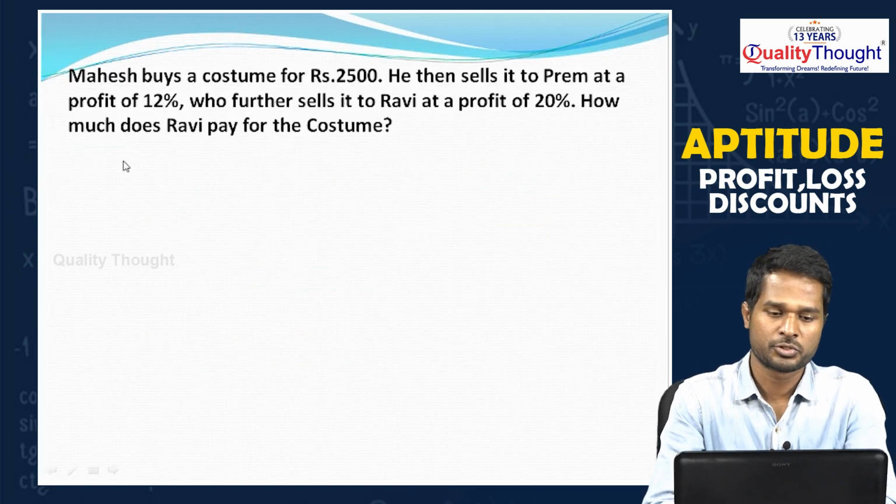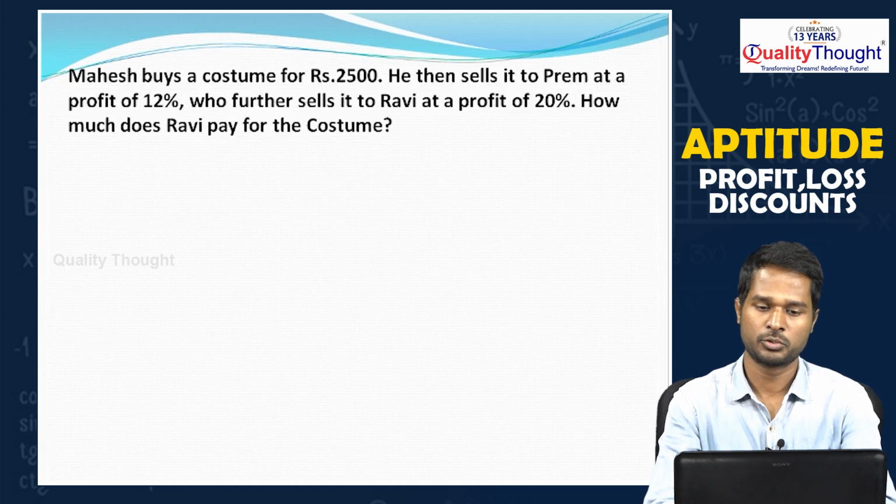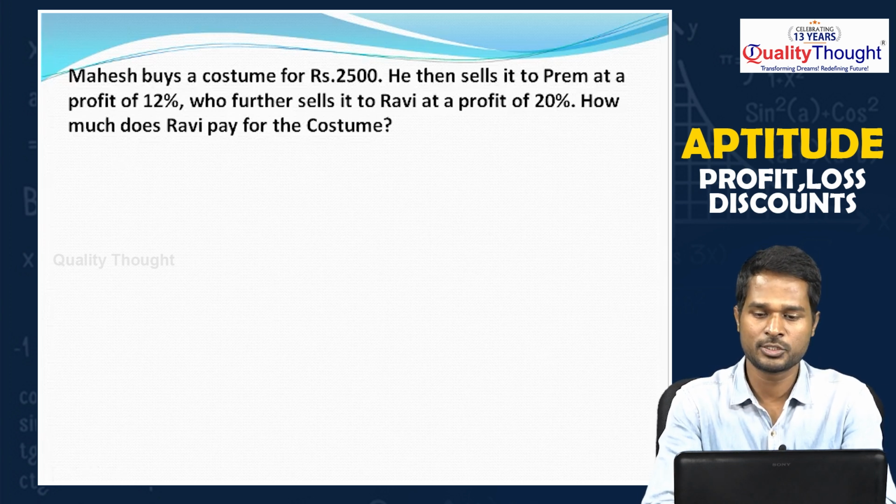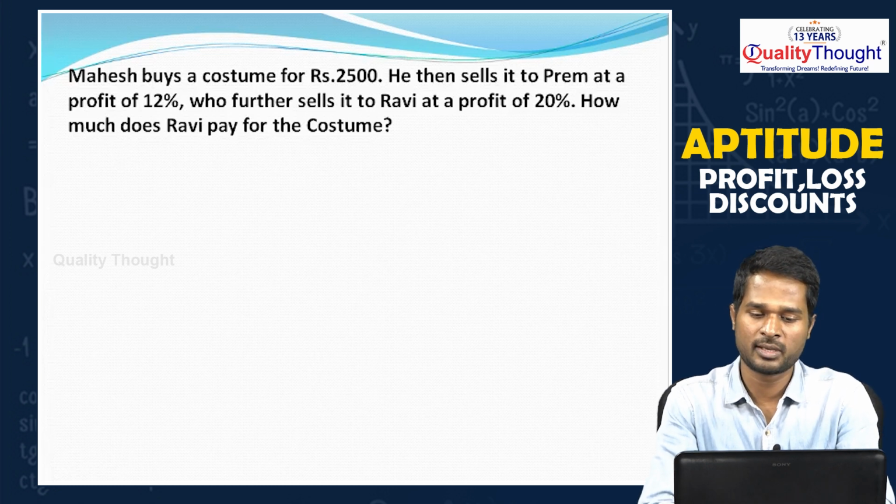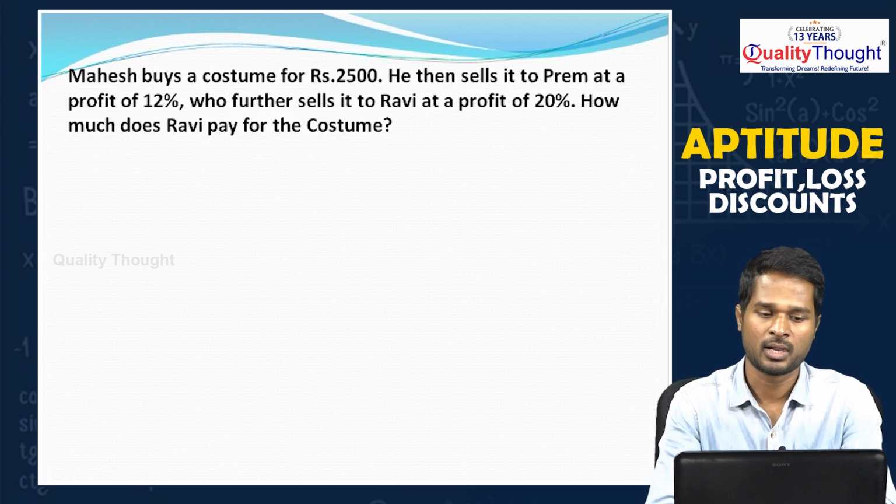Okay, we will see the next question. Mahesh buys a costume for 2500, he then sells it to Prem at a profit of 12%, who further sells it to Ravi at a profit of 20%. How much does Ravi pay for the costume?